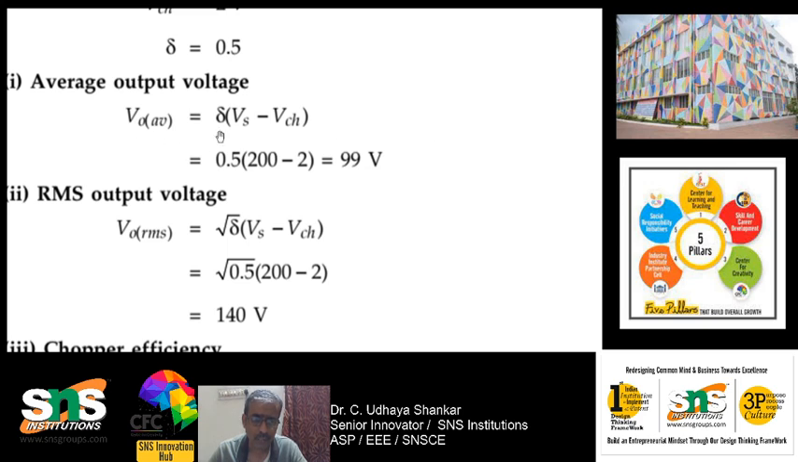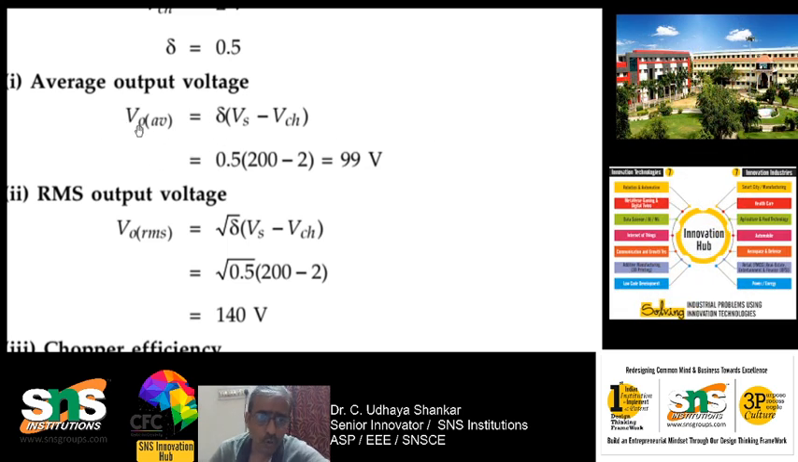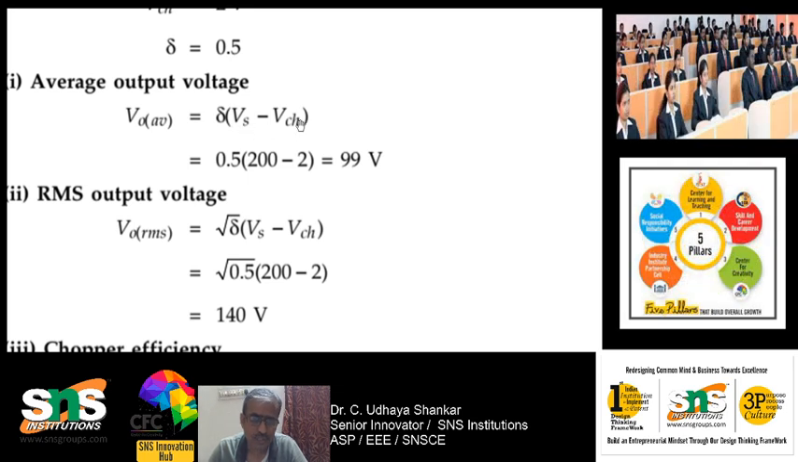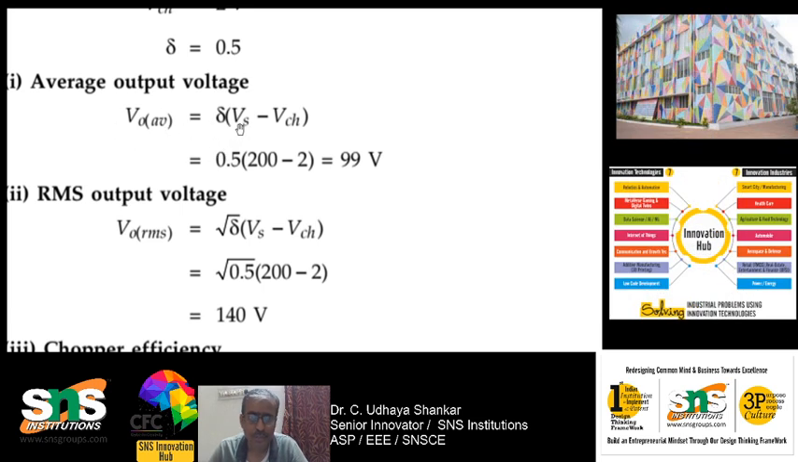So for example, if you take the average output voltage, the formula is del into Vs minus Vch. So the average output voltage is given by del into (Vs minus Vch). What is this del actually? Del is nothing but the duty ratio. Normally we will be writing the output voltage as equal to del into Vs. Is it right? So output voltage is nothing but duty ratio into input voltage.